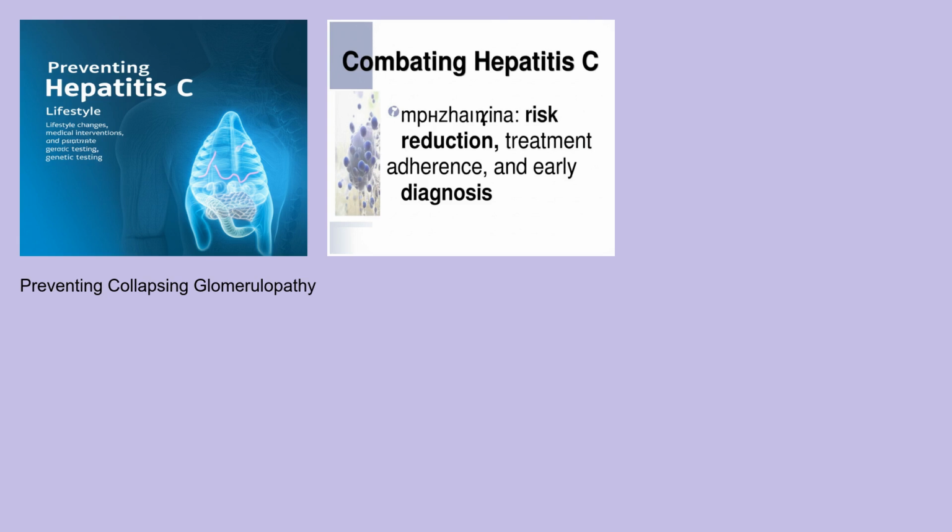Preventing collapsing glomerulopathy largely depends on addressing the known risk factors. Avoiding intravenous drug use is critical. For individuals with HIV, consistent adherence to antiretroviral therapy is paramount. Genetic screening may be considered for individuals with a family history of kidney disease. Early detection and management of underlying medical conditions that can contribute to CG are also important preventive measures.